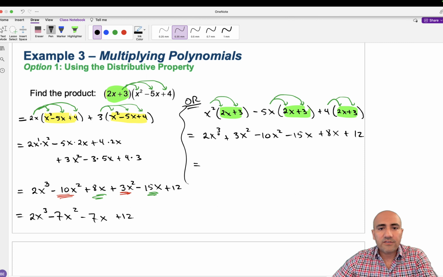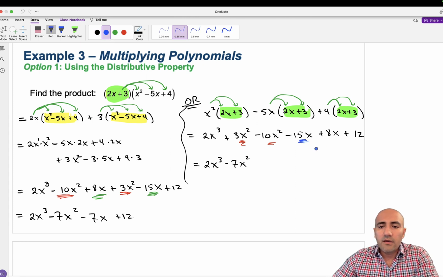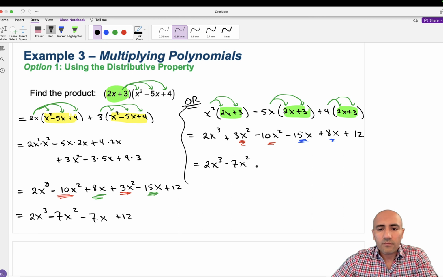Okay, so again, combining like terms. Nobody wants to play with the x cubed. It's the only one. So 2x cubed. Then we combine the powers of 2. And there's this one and there's this one. 3 minus 10 is still negative 7. So minus 7x squared. And then the powers of x. We have negative 15 plus 8 is still going to give us minus 7x. And then we still have this plus 12. Okay.